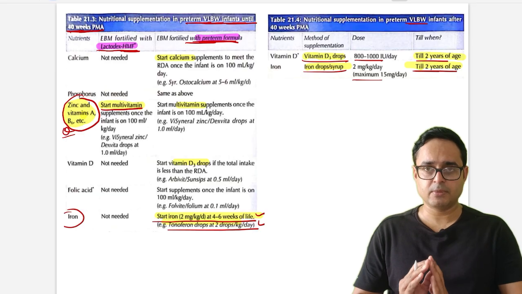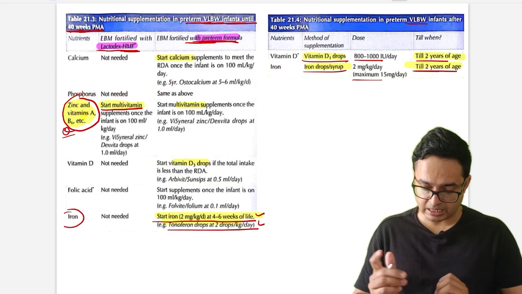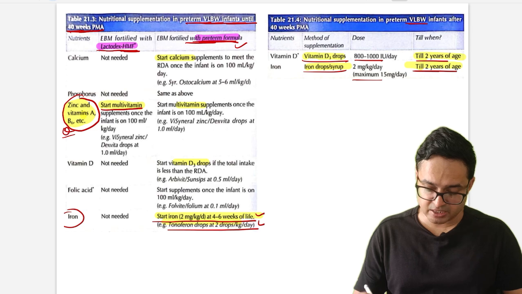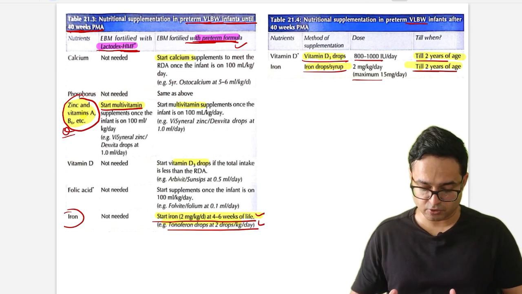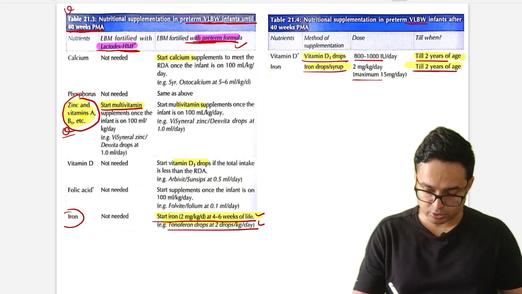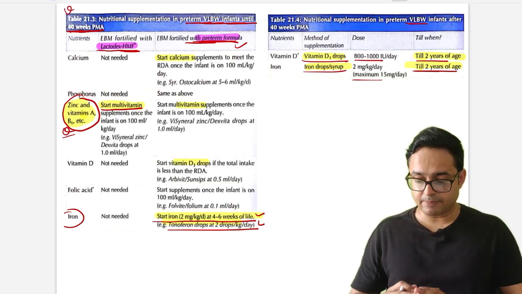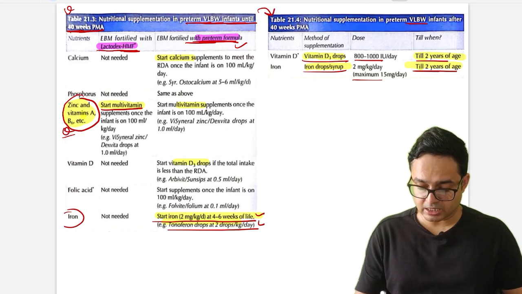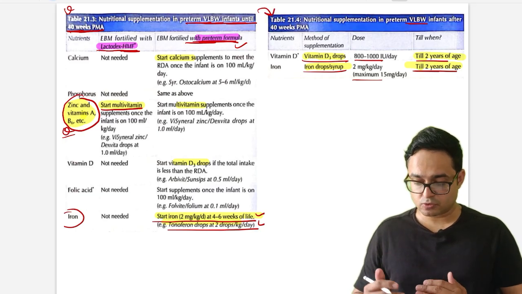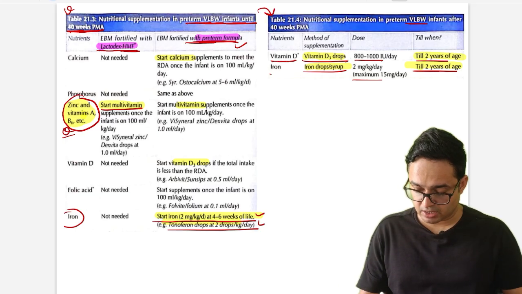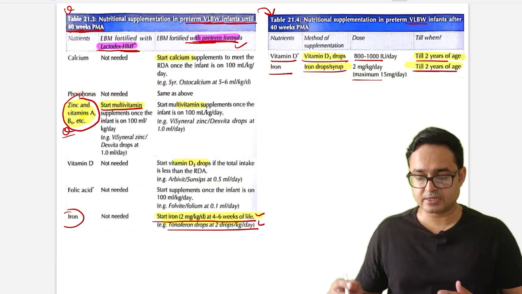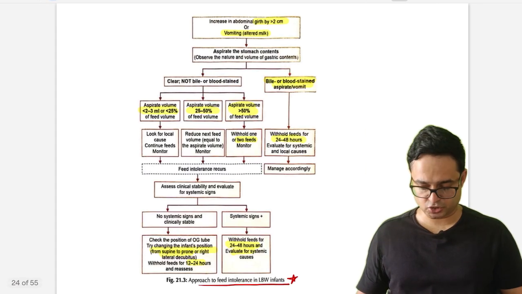Again, a very important conceptual question. In preterm formula, everything is required: calcium, phosphorus, vitamin D, folic acid, and iron also. This is again very important. If the VLBW infant crosses 40 weeks of gestation, what will you give? You will give vitamin D and iron, as we discussed, till 2 years of age.